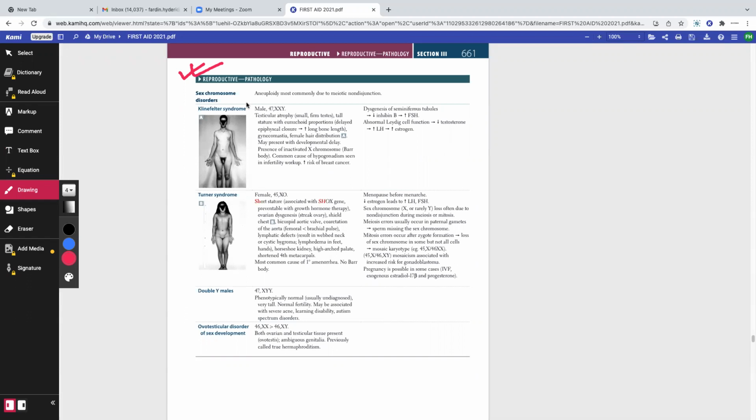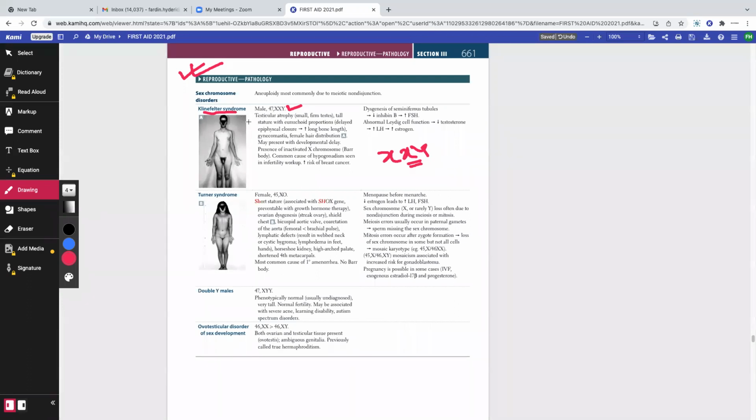The first disorder is a sex chromosomal disorder known as Klinefelter syndrome. What is Klinefelter syndrome? These are males who have an extra set of X chromosomes. Males are in general XY, and in these males they have XXY, meaning that they have an extra X chromosome. So these males are known as 47,XXY because they have an extra X chromosome.